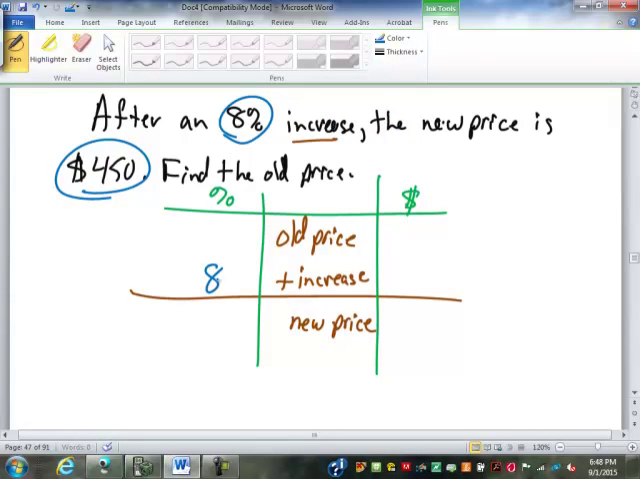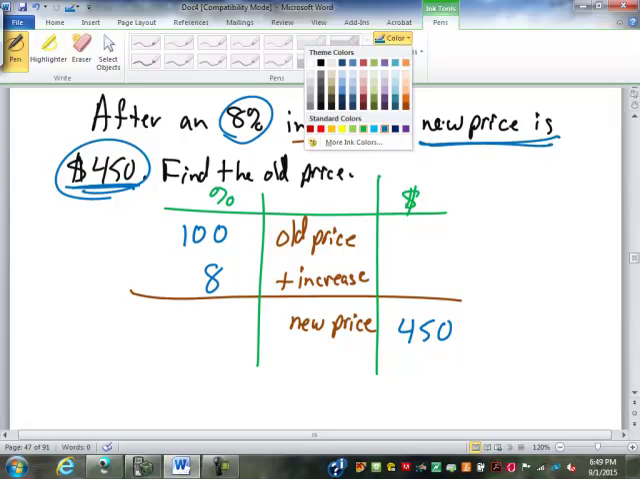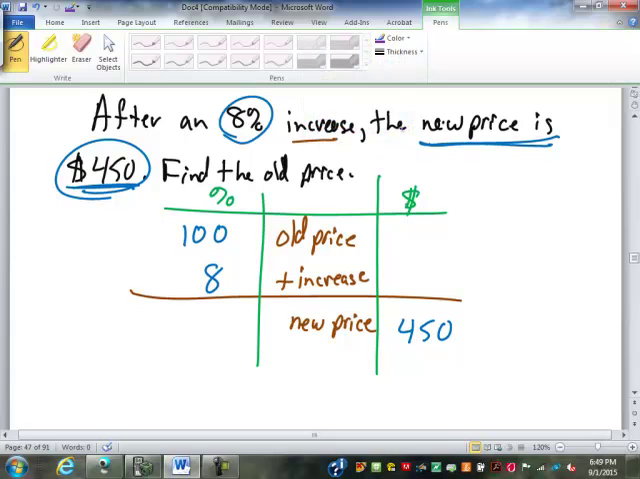8% is the percent of our increase. 450 is, careful, new price is 450. That looks like all the information we're given, but once again, we always have the 100%. That is the starting amount, the old price. And there's a number that we can calculate rather quickly here. Can anybody tell me what it is? 108. The 108, very good. 100% plus 8% means our new price is 108%.